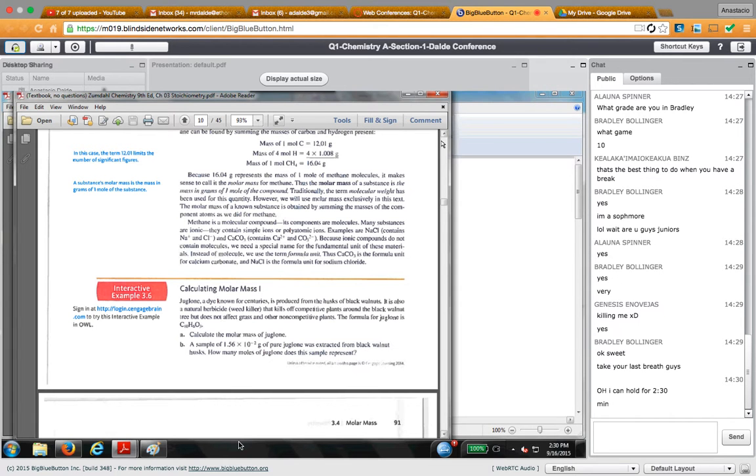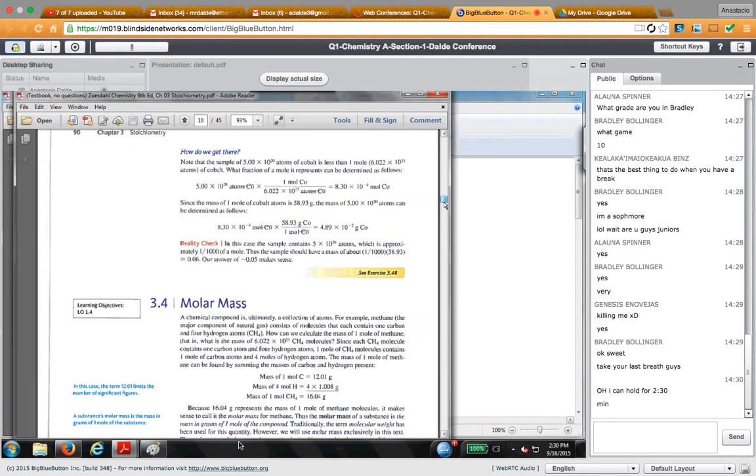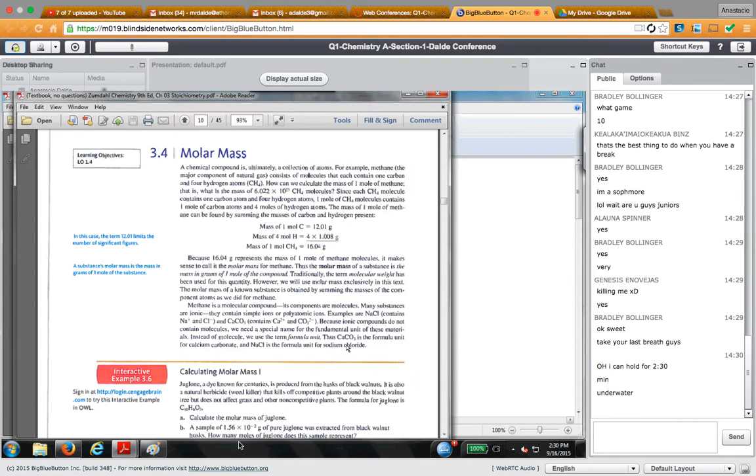We're covering molar mass. The molar mass, like for example, if we have CH4, which is, what is CH4 again? It would be methane. That's right. I was going to ask, Celeste, what is CH4?